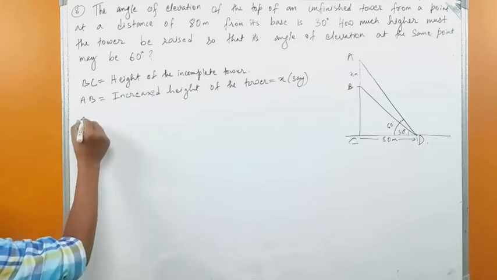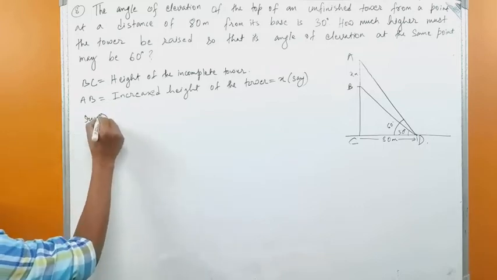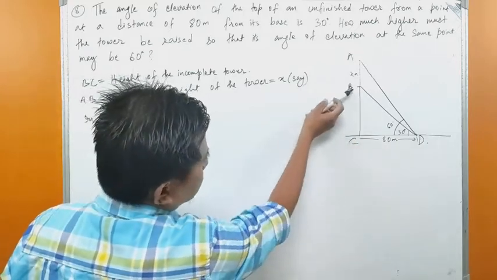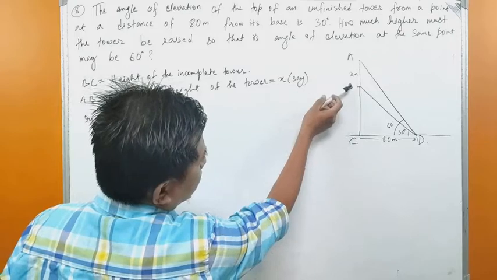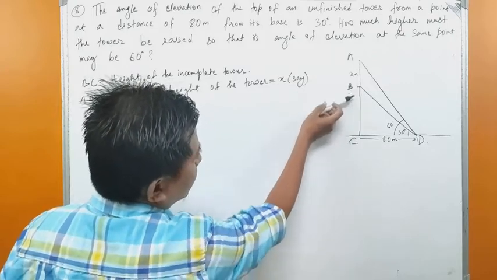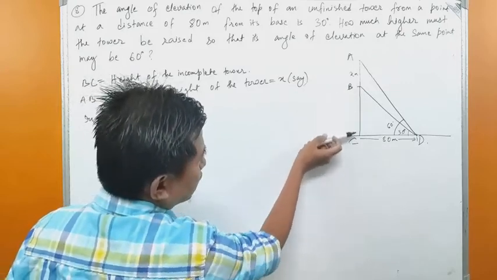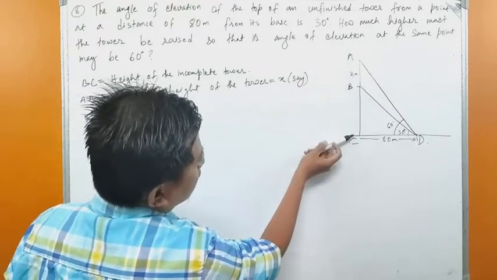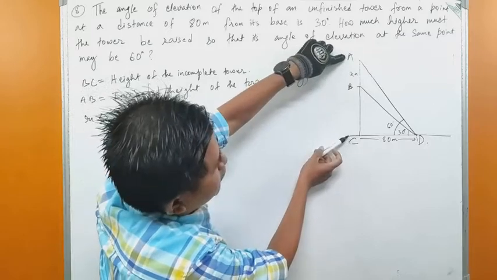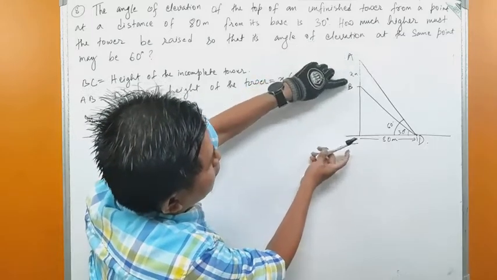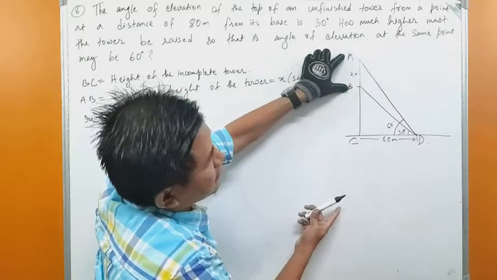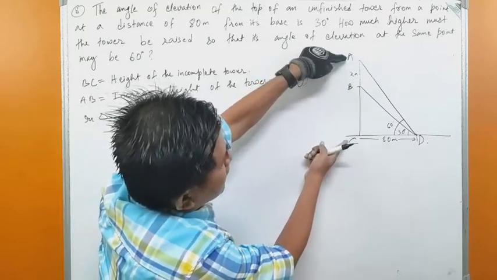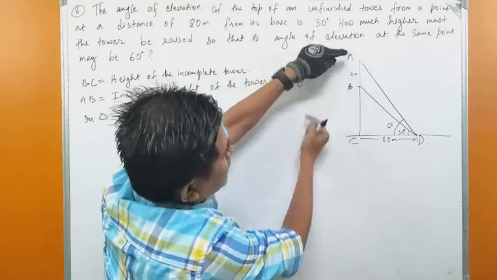Now let us talk about the smaller triangle. First we will find BC, the old height of the incomplete tower. Then we will find the total height of the tower. AC will be the total height of the tower. After that we will subtract BC, and we will get the increased height, isn't it? AC minus BC will give us AB, isn't it?